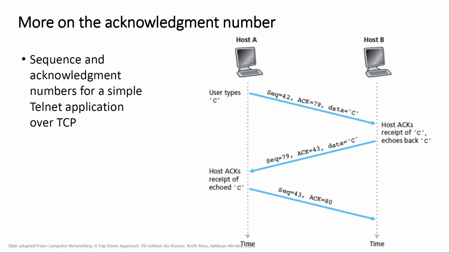Sequence and acknowledgement numbers for a simple telnet application over TCP are pictured here. The user types C, so the data is C, the sequence number is 42, and the acknowledgement number is 79. The host acknowledges the receipt of C and echoes it back, and an acknowledgement is sent for this message too, with the sequence number and the acknowledgement number. As you can see, it is increased by 1.